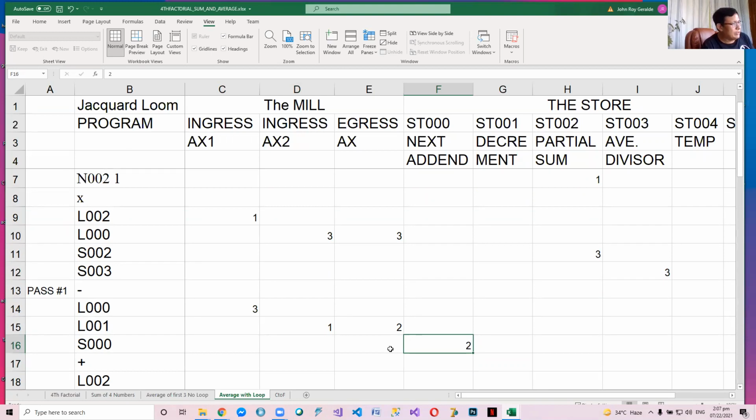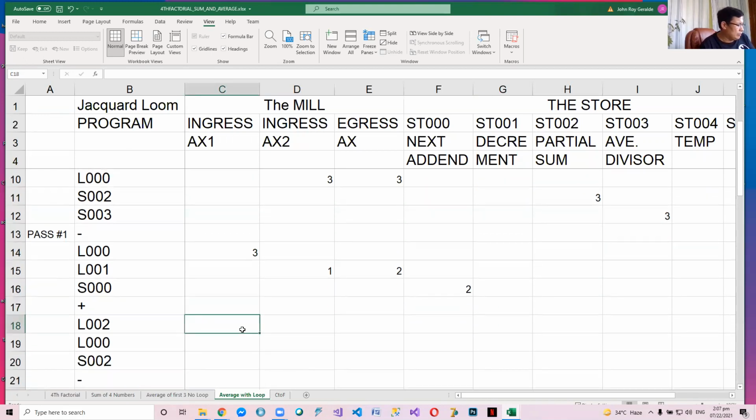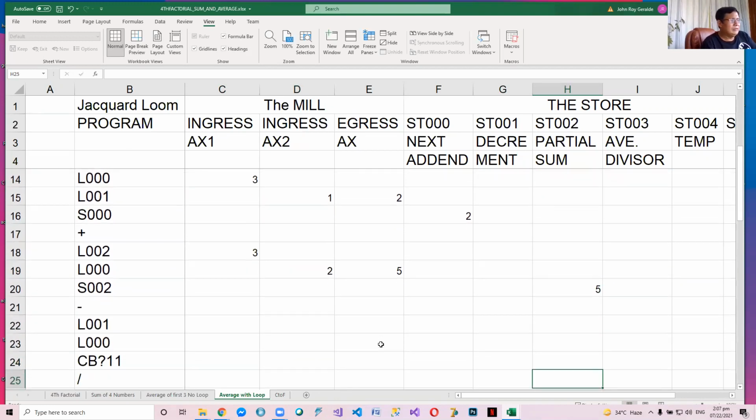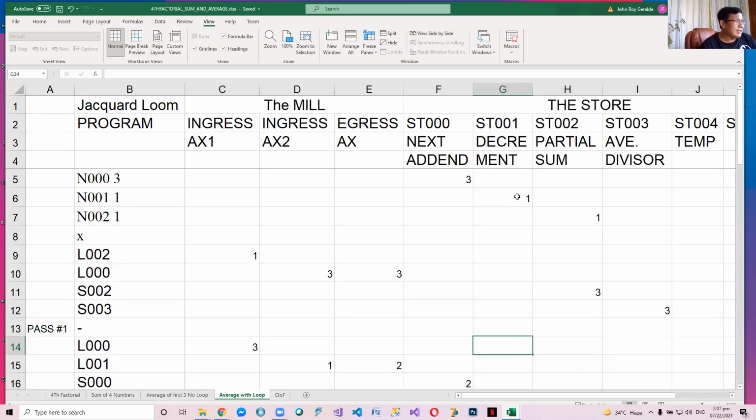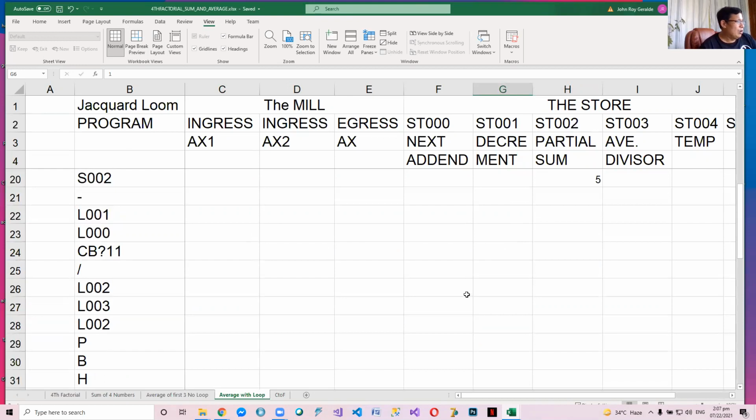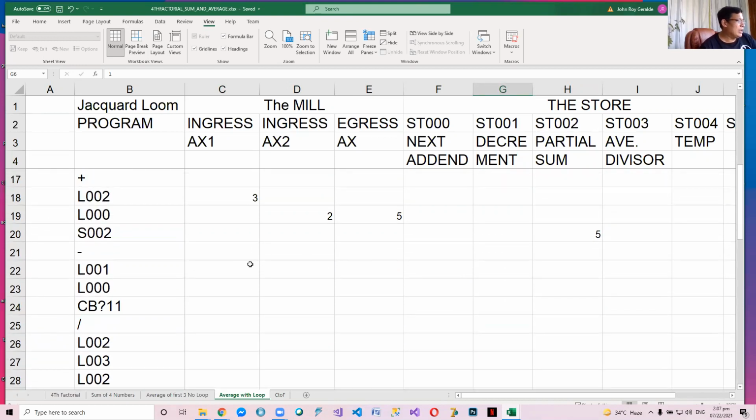So let's proceed. The next is to compute the partial sum plus the next addend. So this 3 plus 2. We do a plus with L002, which is 3, and L00, which is 2. The sum of that is 5. And we store it to the partial sum, so that the partial sum is 5. Do you follow? Now, the next thing to do is to check if the next addend is a 1. Incidentally, we have a 1 in the decrement. So we do that by setting a minus, L001, this is a 1.